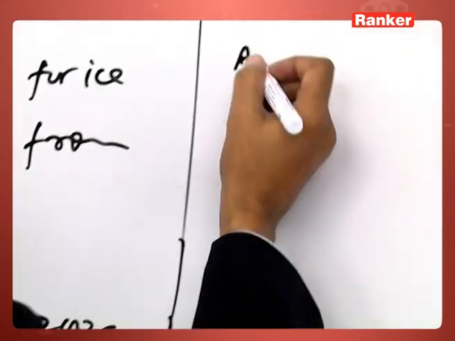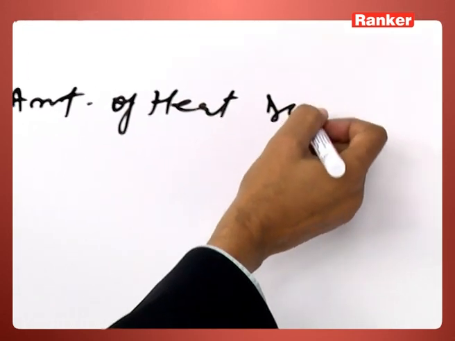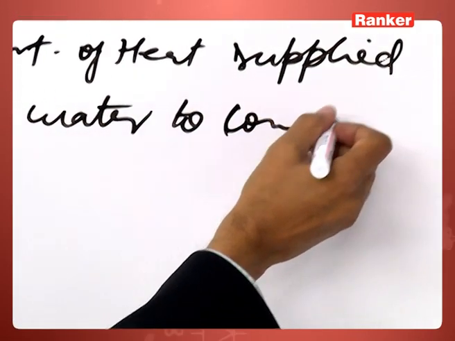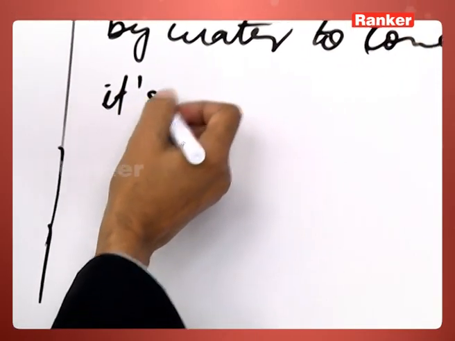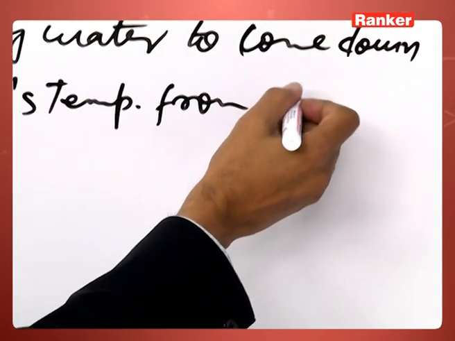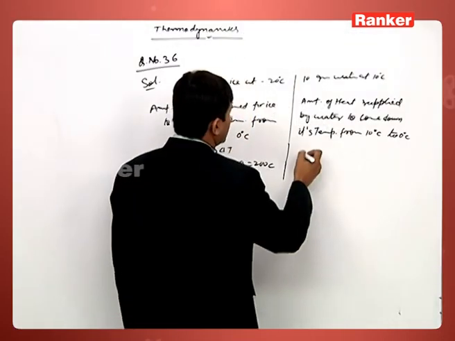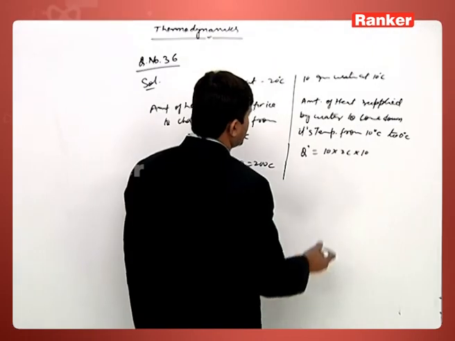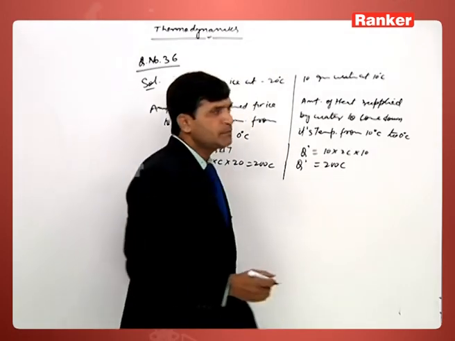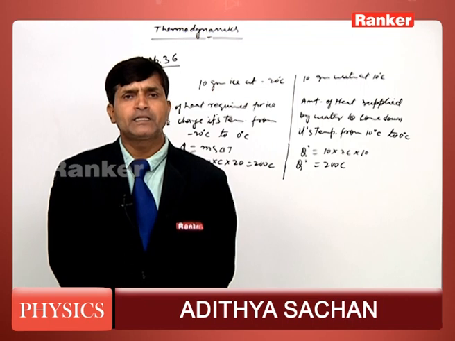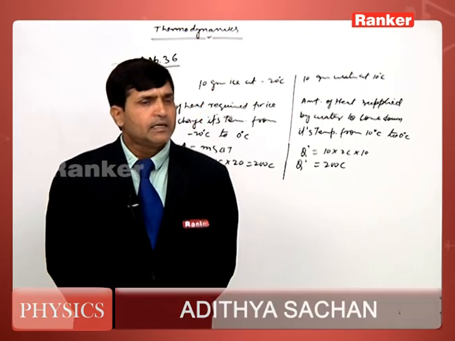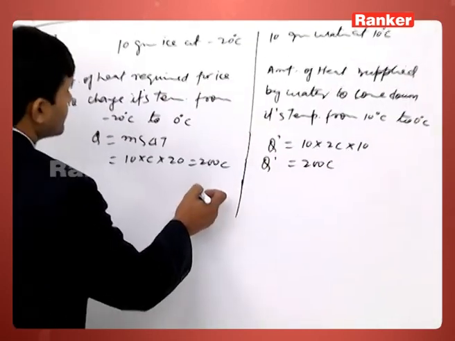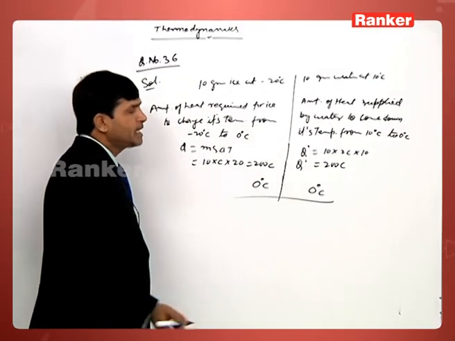Now, the amount of heat supplied by water to bring its temperature down from 10 degrees Celsius to 0 degrees Celsius: Q dash equals m s delta T, specific heat of water is double, delta T is 10. So this also comes to 200 calorie. It means when water temperature decreases from 10 to 0, it supplies 200 c calorie, and that heat is just sufficient to increase the temperature of ice from minus 20 to 0. So both are now at 0 degrees Celsius, and thermal equilibrium is achieved.